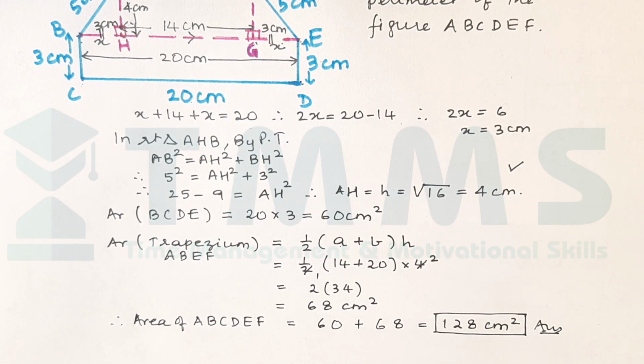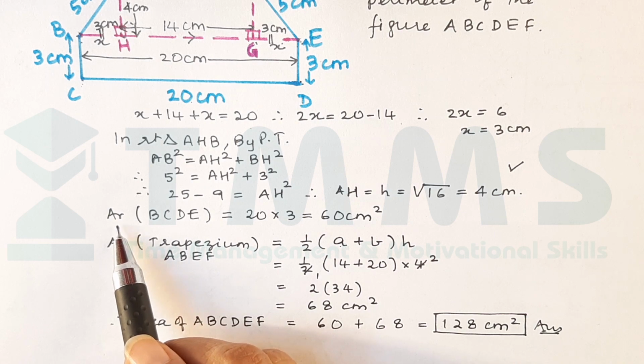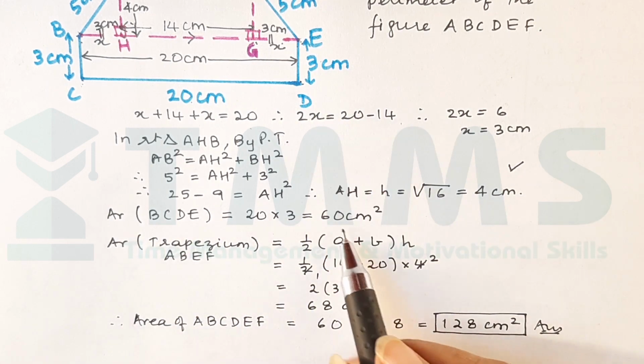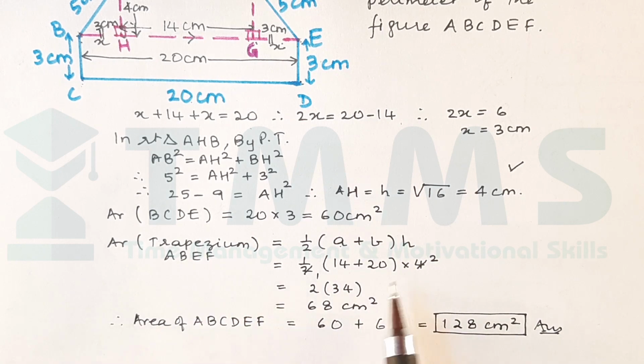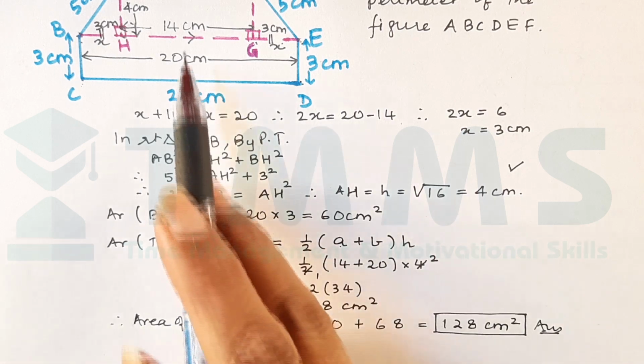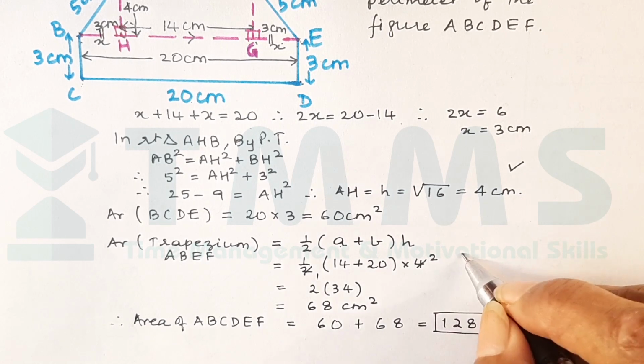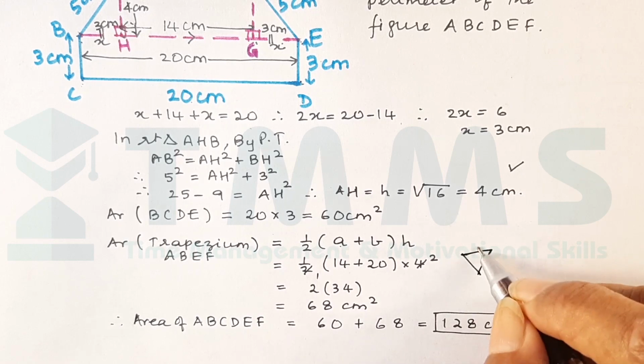Check your steps. Area of BCDE is 20 into 3, which is 60 centimeters square, and the trapezium comes out to be, look fast. Did you get that? Now the entire figure will be adding the two areas. So we write it is 60 plus 68, which is 128 centimeters square. Did you get it right? Give yourself a lovely star.